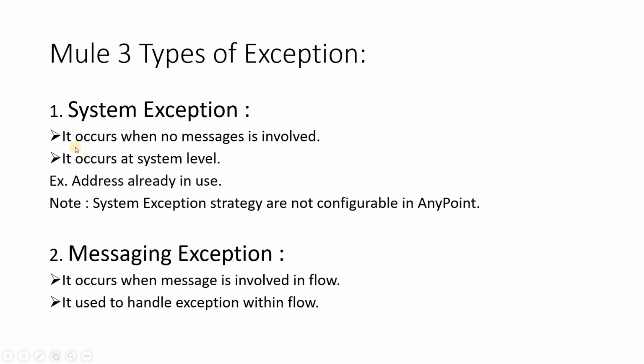A system exception occurs when no message is involved, and it occurs at the system level. Let's say one example, like address already in use. While developing Mule APIs, most developers have faced this issue. Basically, when you use the same port with 2 different APIs, you will get this error. You have to change the port and then deploy that API. So that is the system exception.